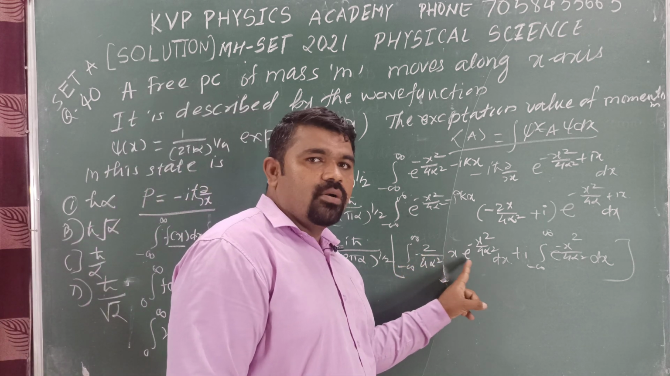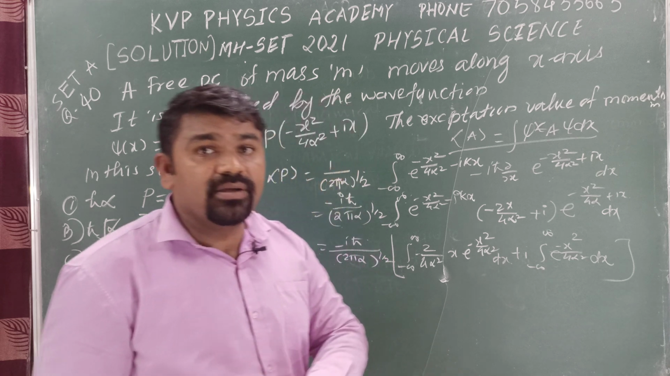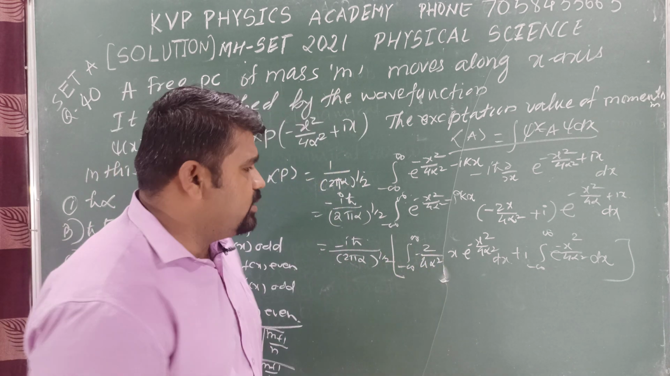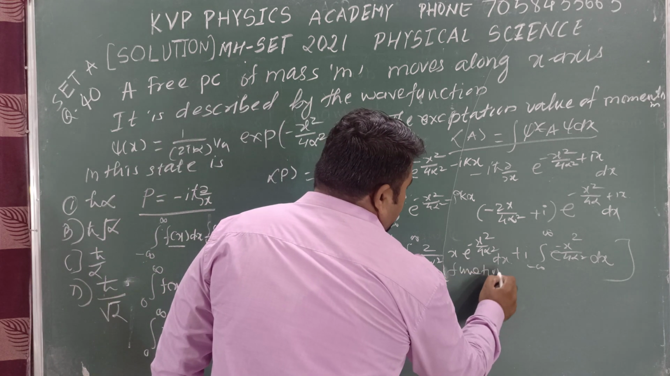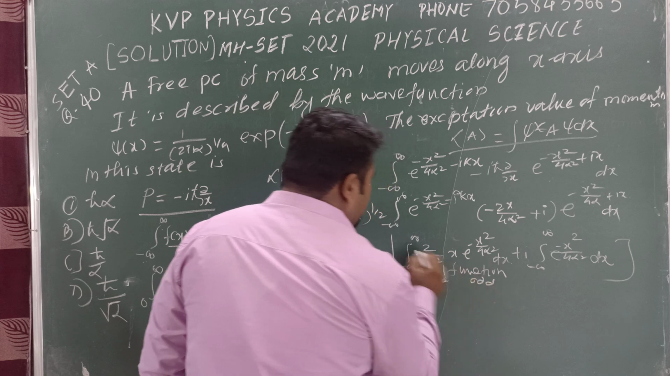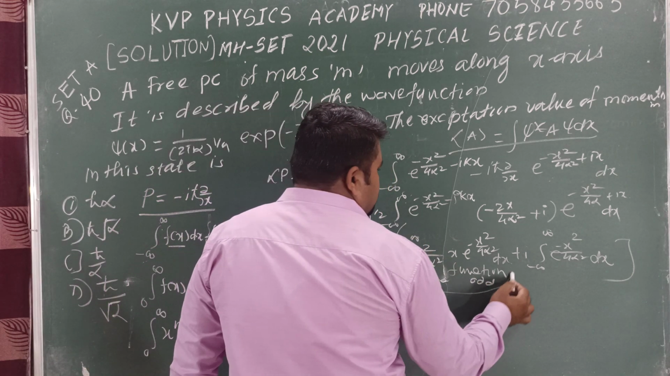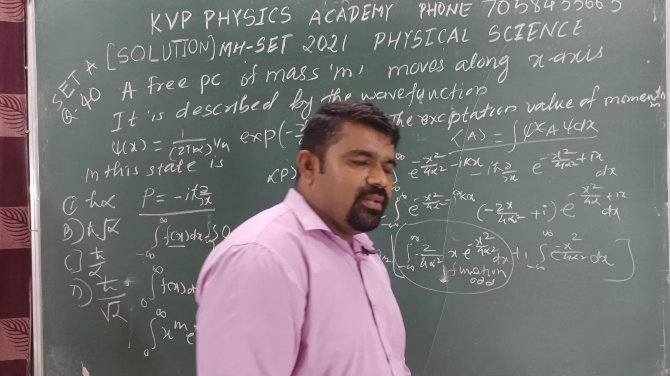Function here, x, is odd, and here the function is even. Odd into even is odd always. This is about a function, not a number. Got it? So here the function is odd. Odd function, even limit: how much? 0. So this part is equal to 0. Got it? Now focus on the second one.